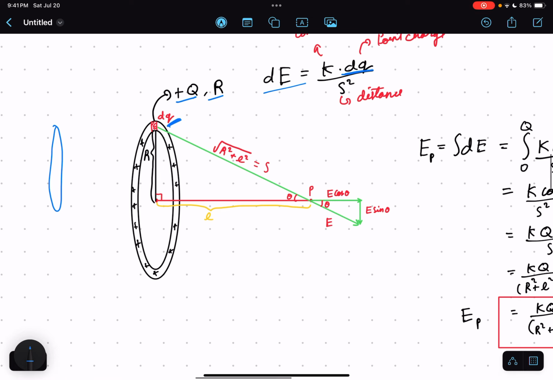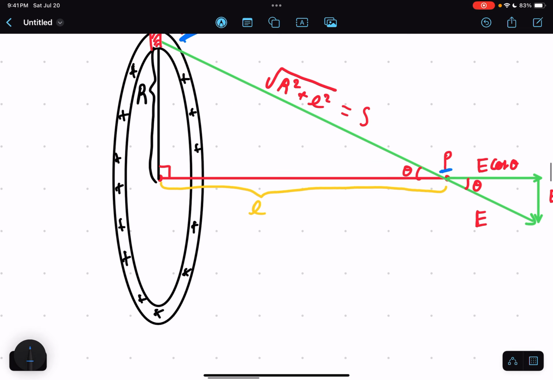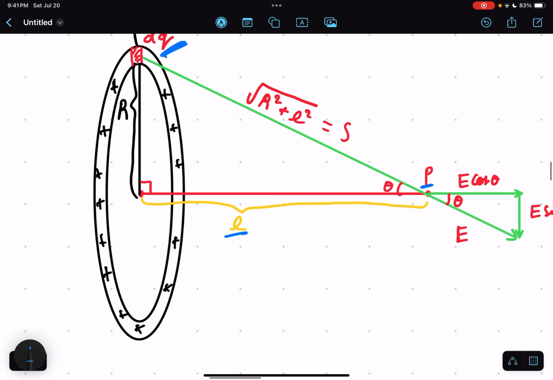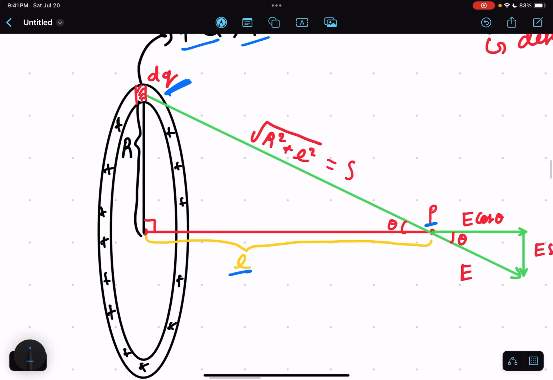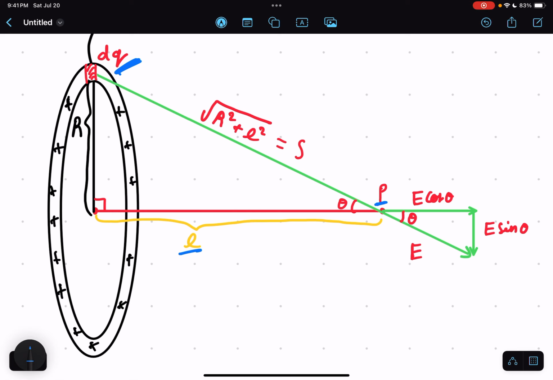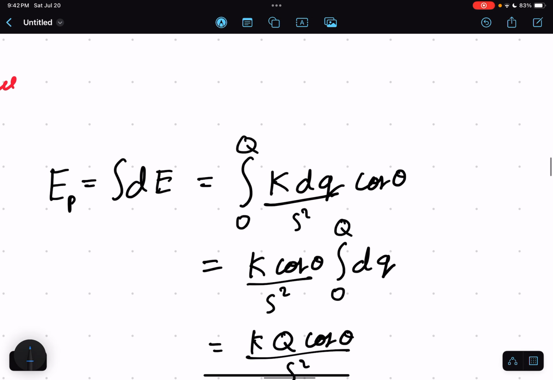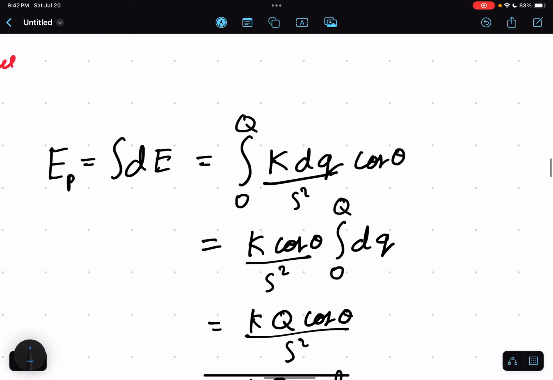Now we have a point P here, which is a distance L from the center of the ring, which is the distance on the axis of the ring. So we can calculate the distance, which is s, from dq all the way to P, and then we can substitute in this formula, and then integrate it like this to get the field.